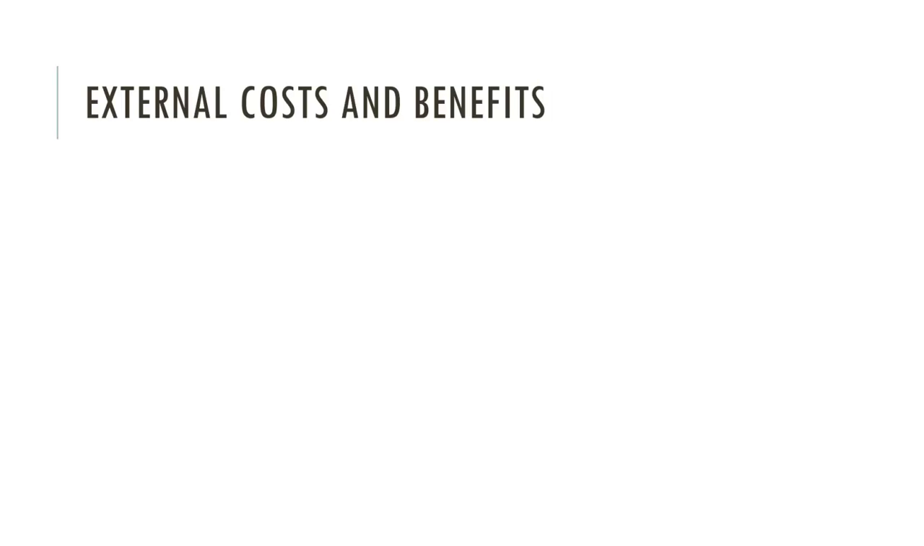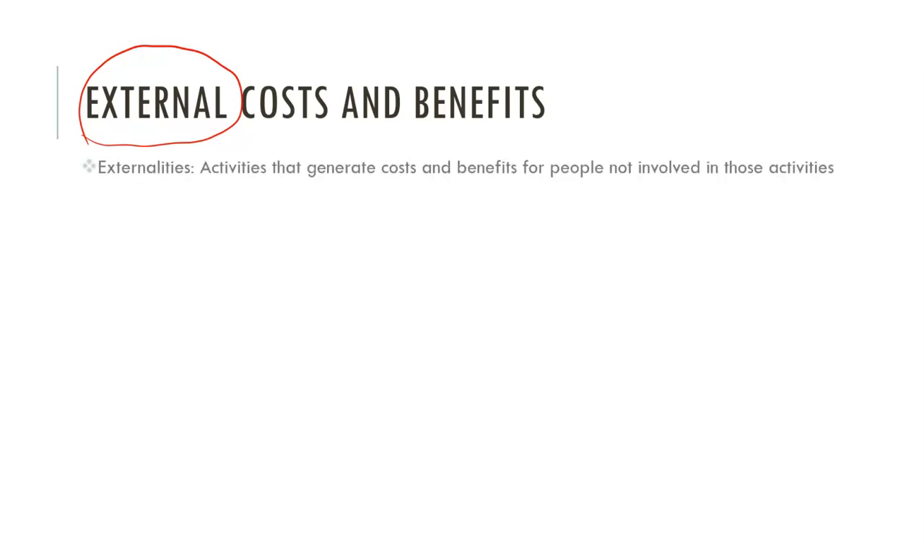Okay, so external costs and benefits. External is the word where externalities comes from. It means it's outside of that supply or demand curve. So it's any activity that generates costs and benefits for people not involved in those activities. So costs and benefits not captured in the market.